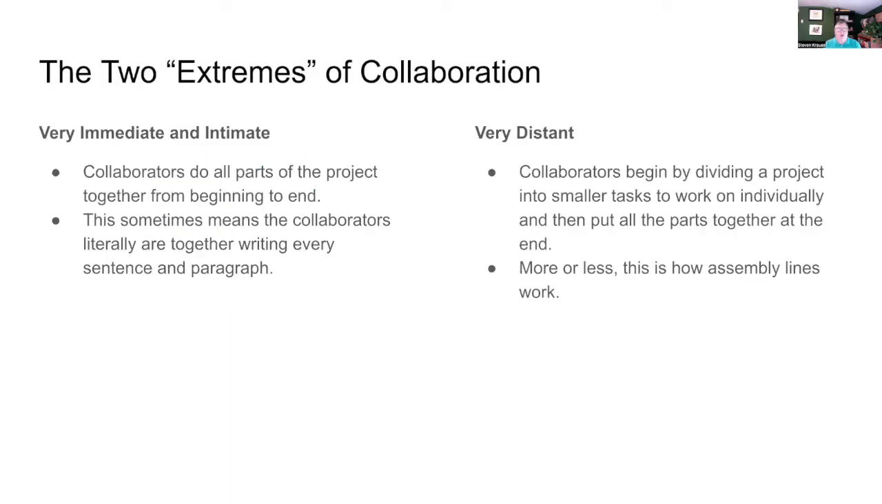Now, I want to talk a little bit about how I think collaboration works generally, and to sort of supplement some of what we've already been talking about with this. I think that basically collaboration works in 2 extremes. One I would describe as very immediate and intimate, and one I would describe as very distant. The very immediate and intimate one is sort of what the reading is getting at. This is kind of what Corona and Day and Eodice, I guess is how you pronounce her name, are describing in their essay.